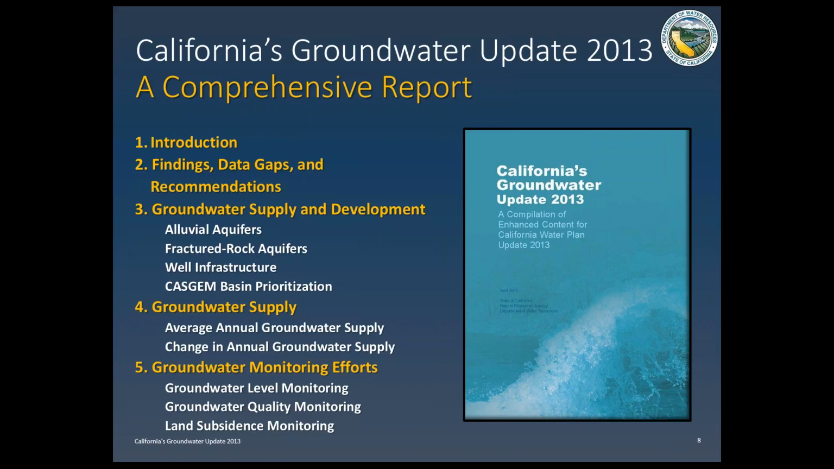There will be a discussion on groundwater supply, where we talk about the average annual water use, along with the changes in annual groundwater supply. And groundwater monitoring will cover various aspects of what's going on around the state. For this presentation, I only have 45 minutes, so I have to keep it short. We're only going to focus on well infrastructure, CASGEM basin prioritization, and groundwater supply.